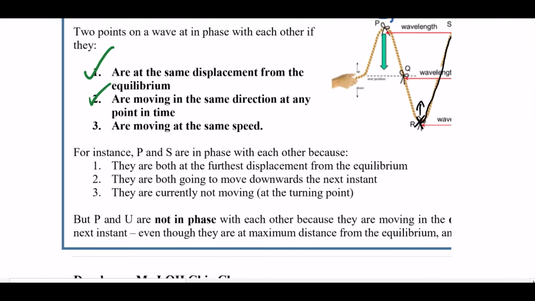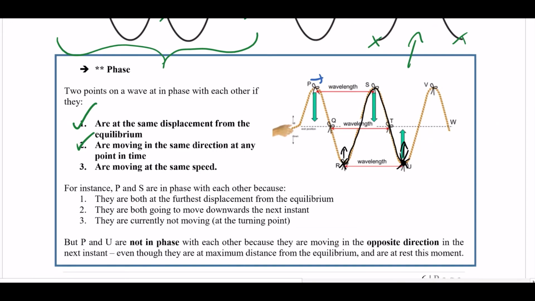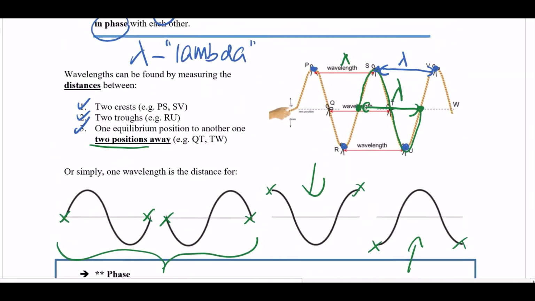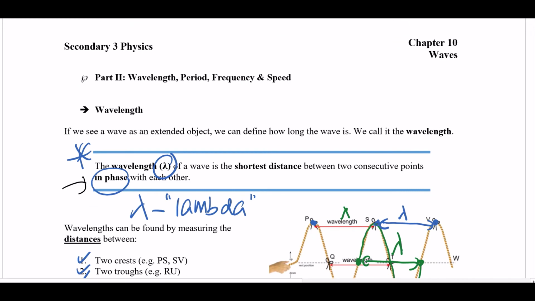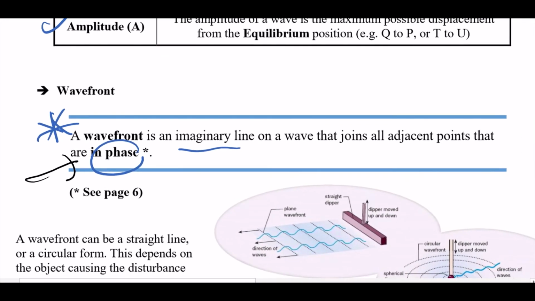Okay, so you can read this part. You don't have to fully understand what in phase means, but it definitely helps if you understand, because it appears in two definitions here, the wavelength and the wavefront. Let's come back to this. Wavefront is the imaginary line that joins all points that are in phase. That means if I can find a few particles that are in phase with each other, I can find a line that joins these few points. This line will be called the wavefront.